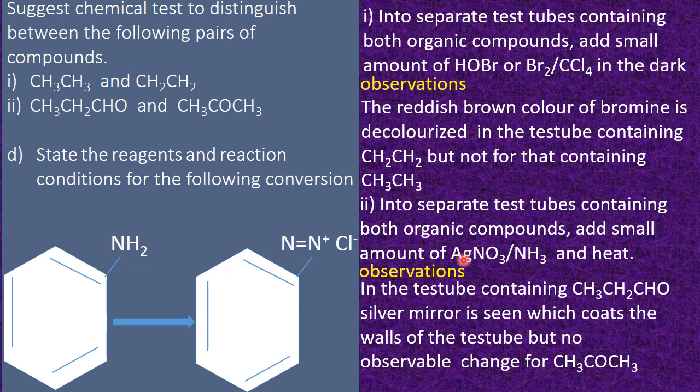Then, friends, the D part. Now we are done with the A part. The D part is saying that we should state the reagents and reaction conditions for the following conversions. We have this phenylamine to benzene diazonium salt. So in such a case, guys, friends, permit me to write the answer here. So the reagent we are going to use is nitrous acid, and this is simply being generated and used in situ.